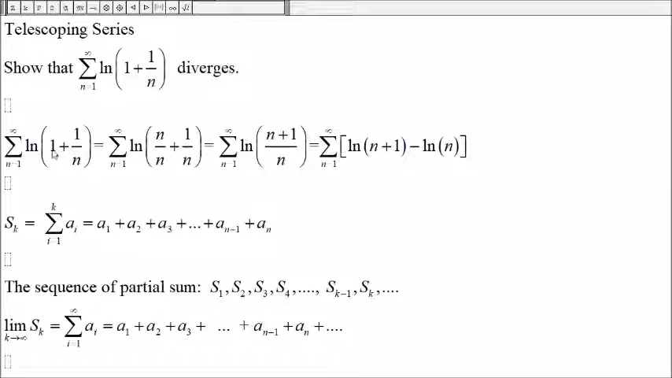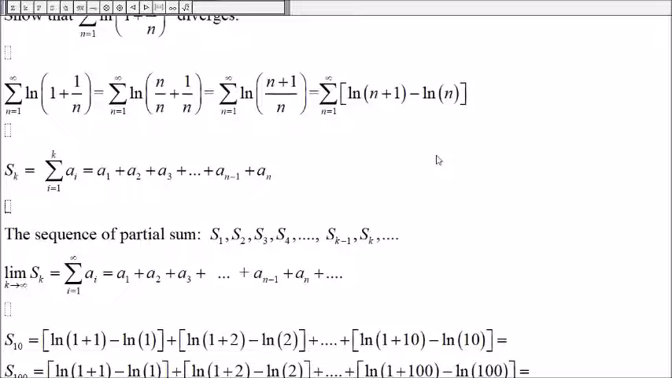Notice that in 1 plus 1 over n, 1 is the same as n over n. We want to get a common denominator here. So 1 is the same as n over n, and so we end up with n plus 1 over n. And the natural log of n plus 1 over n can be rewritten as the natural log of n plus 1 minus the natural log of n.